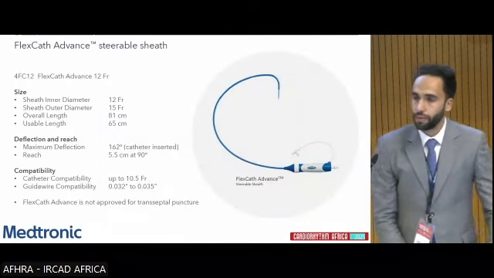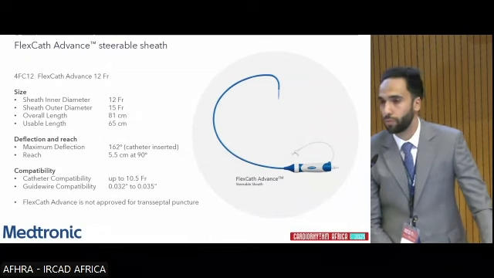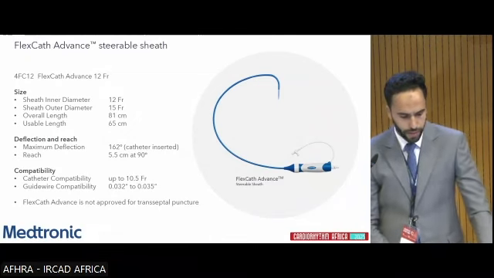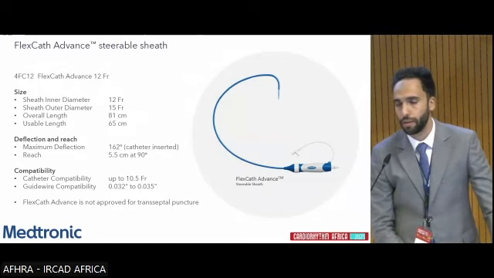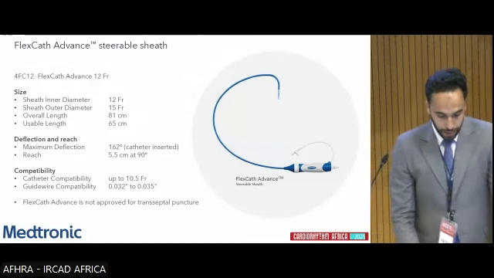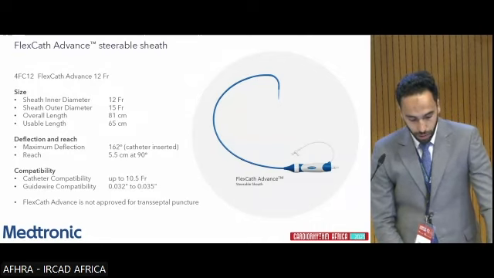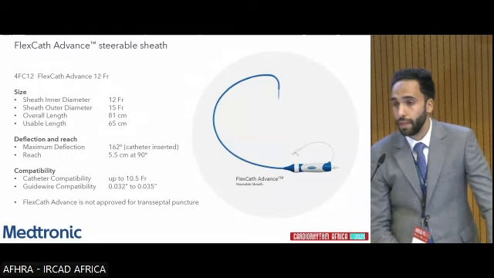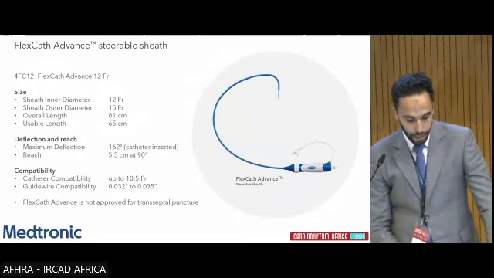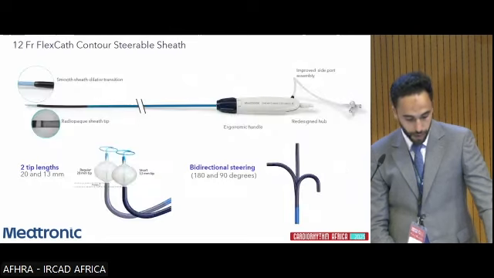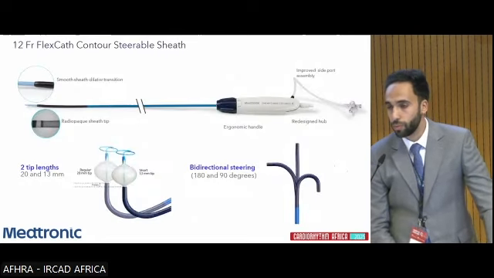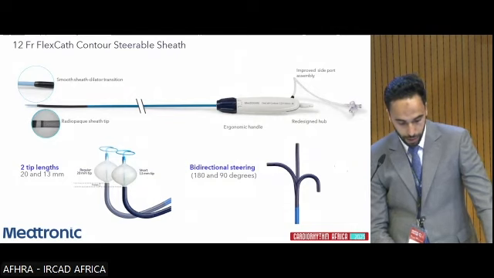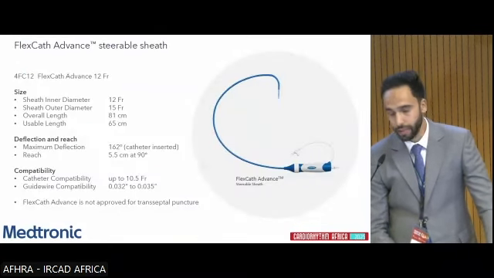We have 3 types of FlexCath in the Medtronic portfolio. The first one is FlexCath Advance, and it's the most common one. It has an inner diameter of 12 French and an outer diameter of 15 French. The main feature of this catheter is that it is unidirectional. The second one is FlexCath Contour. It has bidirectional movement with 90 degrees and has the same components as FlexCath Advance.